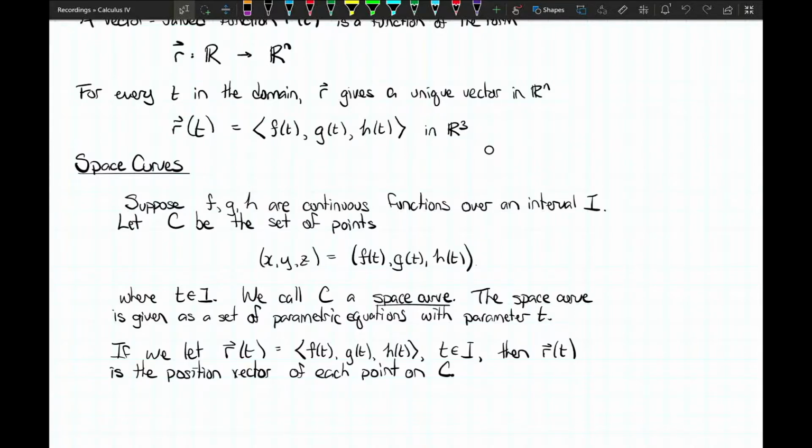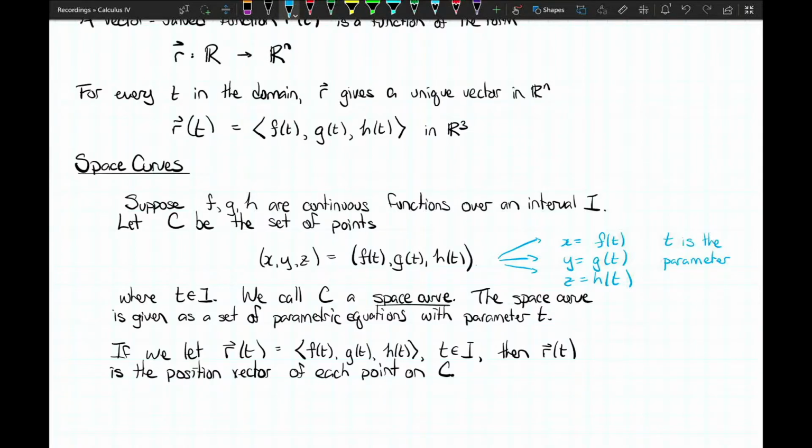And the space curve basically can be written like this, or it can be written as a set of parametric equations. So we could split this out into multiple equations as well. We could say that x is f of t, y equals g of t, z equals h of t, and each of these would be a parametric equation where t is the parameter.